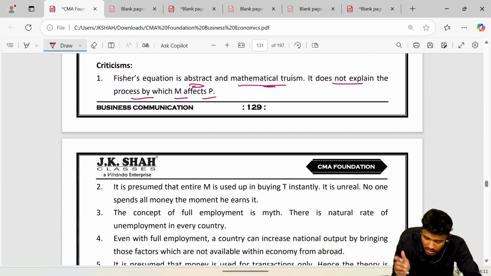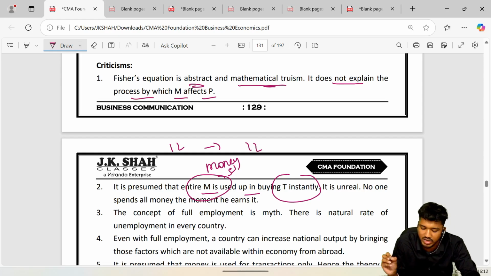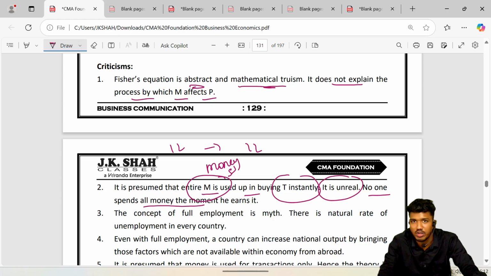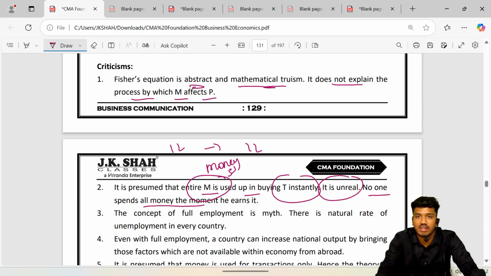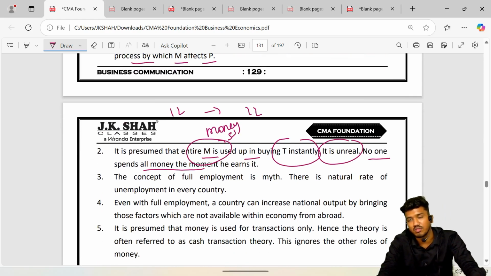It is presumed that M, that is the entire money supply, is used in buying things instantly. It means if I earn rupees 1 lakh, I will spend rupees 1 lakh instantly. No, it is not like that. It is unreal. I will save some money. No one spends all the money the moment he earns it. I got 1 lakh now, tomorrow I will spend everything? No, it does not work like that. It is being assumed by Irving Fisher that whatever a person earns, he is going to spend as soon as he earns it. So it is not the case.